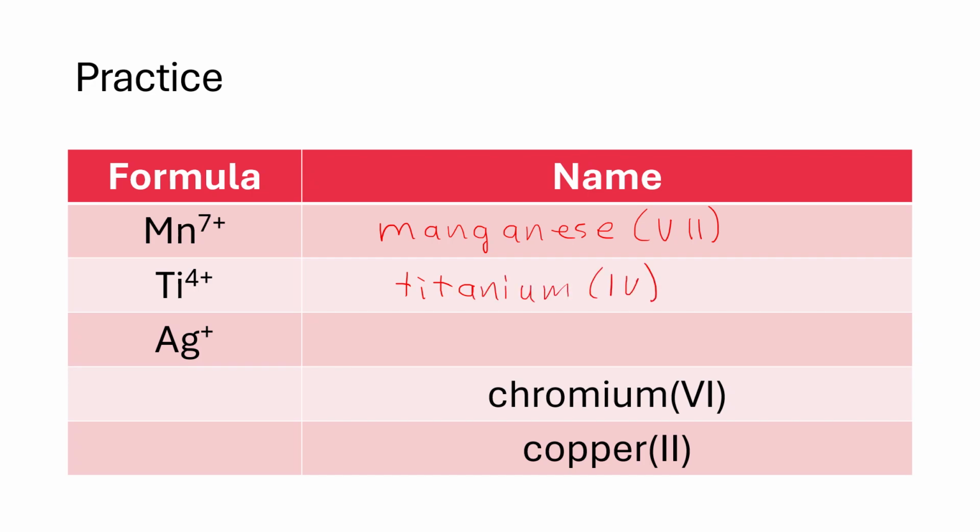Ag+, this is a trick. This is just silver. It is fixed charge. For all of the fixed charge ones, we don't use the Roman numerals. Chromium 6 would be Cr6+, and copper 2 would be Cu2+. It is also fine for the positive ones and the negative ones to not write the number, to just write the sign.